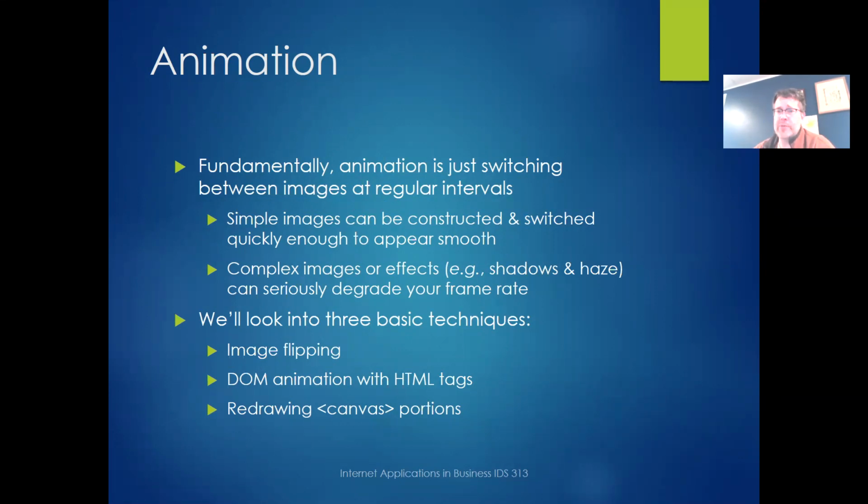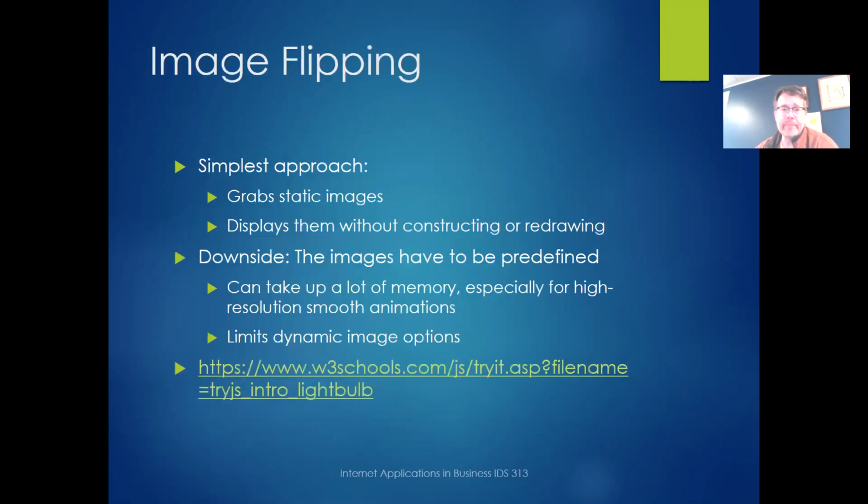If you do it at a manageable level, it looks good, but you can easily overload your machine. So we're going to check into three basic techniques. Number one, image flipping. Number two, DOM animation, so that's our document object model tree, which we can alter. And the last one, redrawing canvas portions. So that's what we've seen lately.